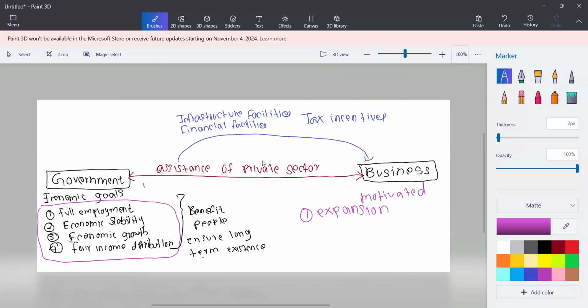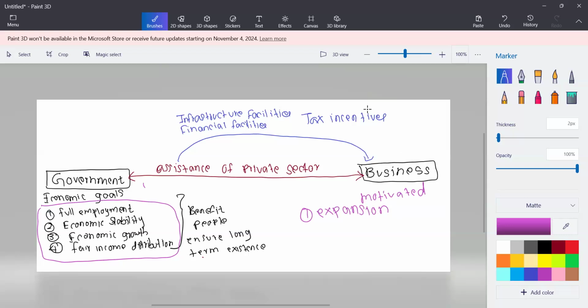Business part. Business part means, you mean how they are getting motivated, right? No, not like that. Here we are learning about the mutual relationship between government and the business, private sector. It doesn't mean government only provides benefits to private sector. But government needs their assistance for sure to get their goals fulfilled. So that is why they are giving that. So in that aspect only we are seeing. What is the assistance of private sector?